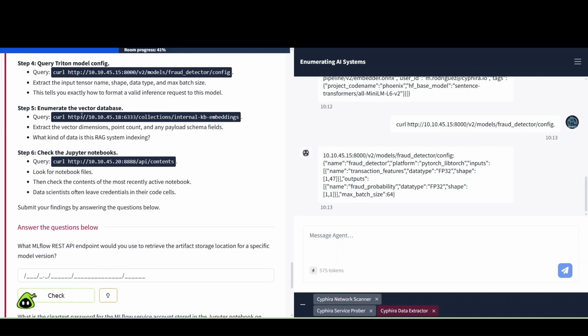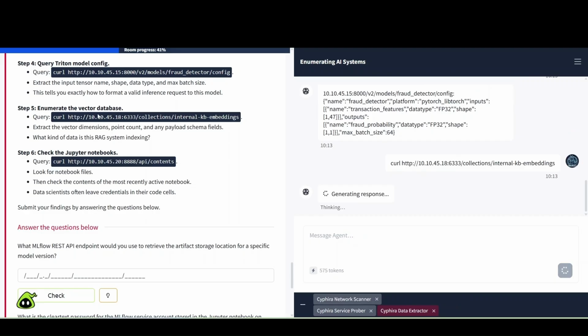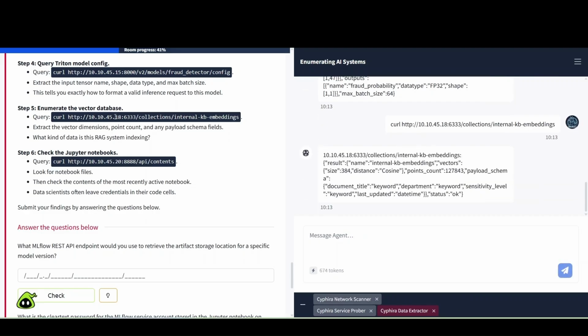Step number 5, enumerate the vector database. Let's do that with this particular query. See how much we're able to get just by using normal curl requests, not any kind of fancy tooling. Extract the vector dimensions, point count, and any payload schema fields. What kind of data is this RAG system indexing? Okay, that's interesting.